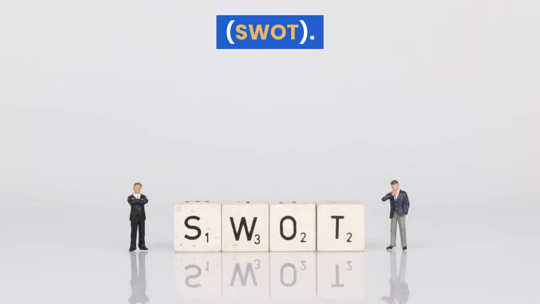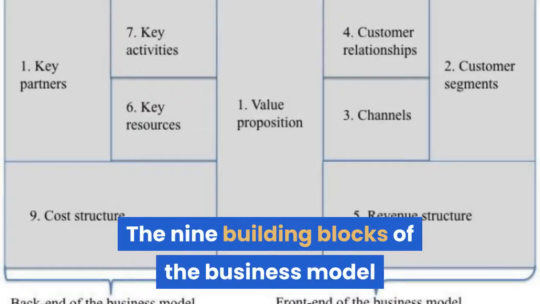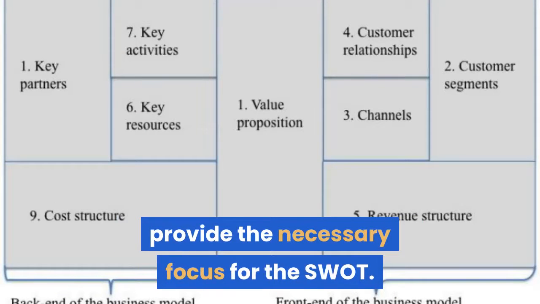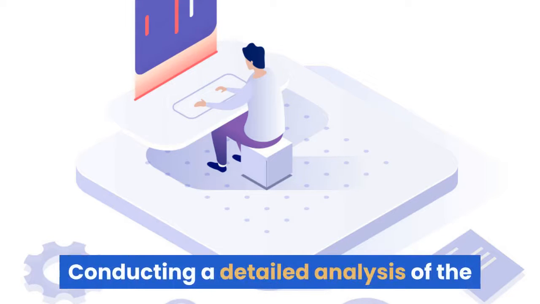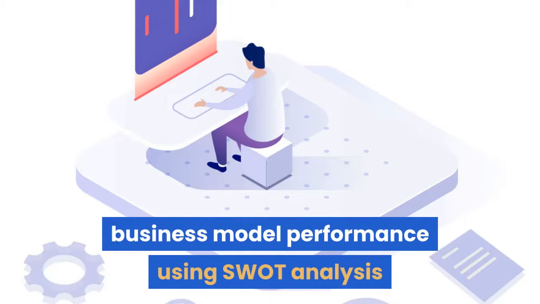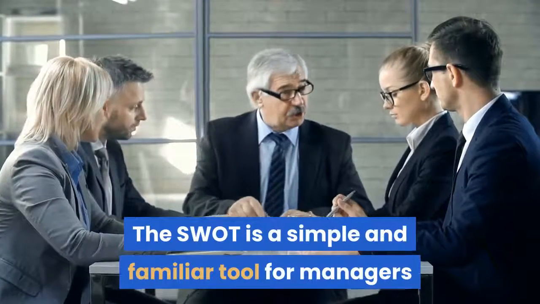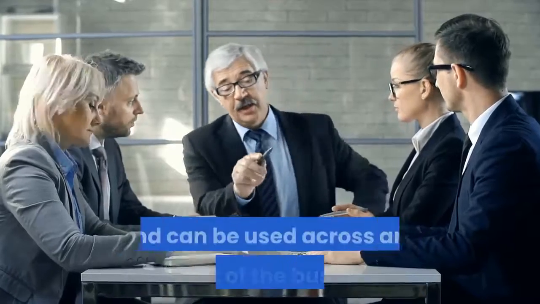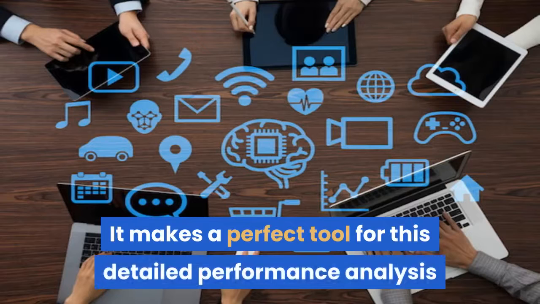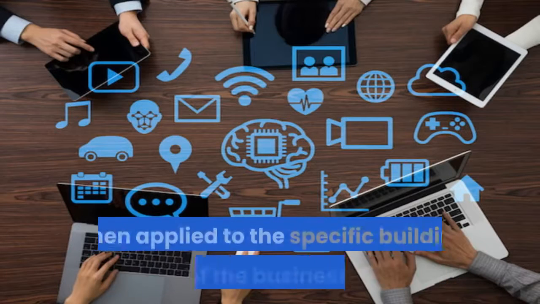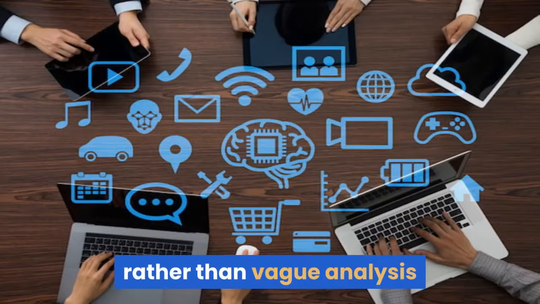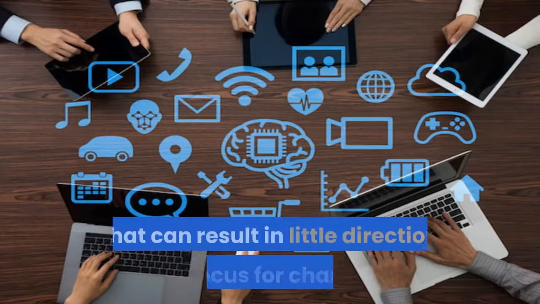The SWOT is a simple and familiar tool for managers and can be used across any aspect of the business. It makes a perfect tool for this detailed performance analysis when applied to the specific building blocks of the business model, rather than vague analysis that can result in little direction or focus for change. The SWOT will consider analysis from 2 main perspectives. 1. Internal, strengths and weaknesses. 2. External, opportunities and threats.